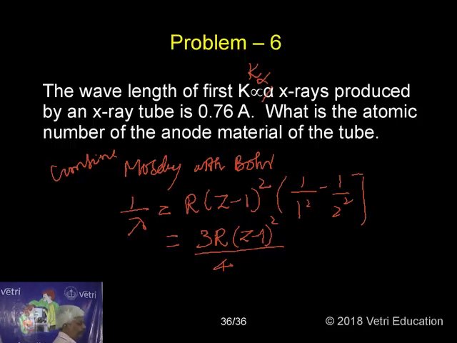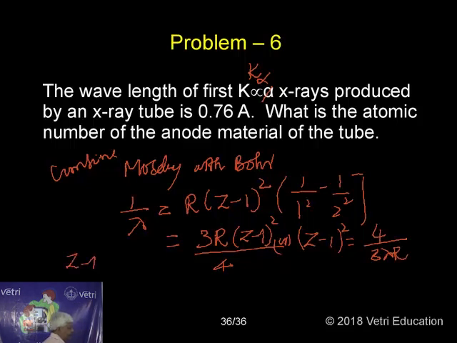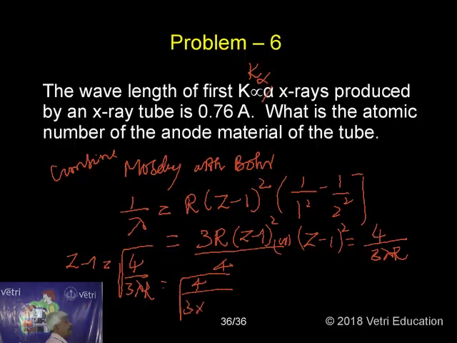Or, Z minus 1 the whole square times R, we can keep that, is equal to 4 divided by 3 lambda R. Therefore, Z minus 1 is equal to the root of 4 divided by 3 into lambda, the value given in the problem, 0.76 angstrom, that is 0.76 into 10 power minus 10, into R.